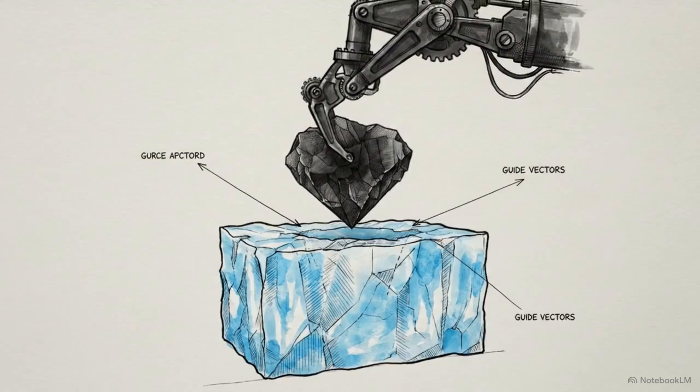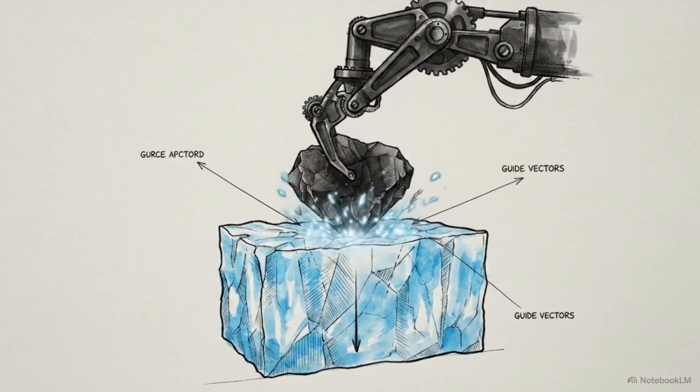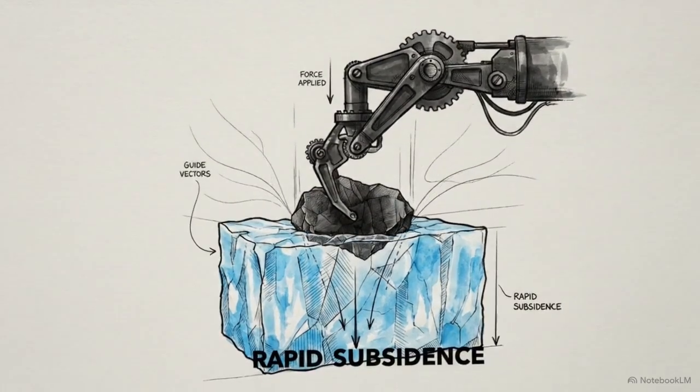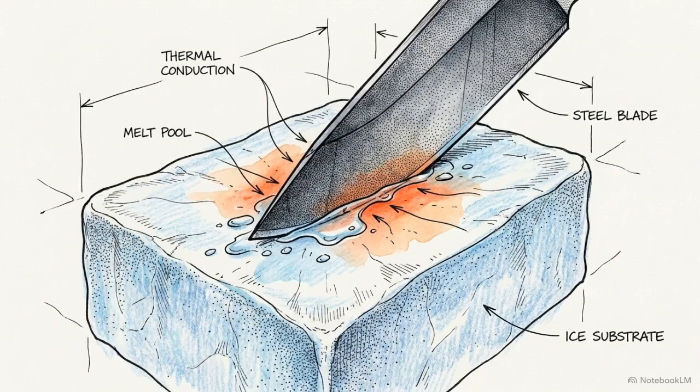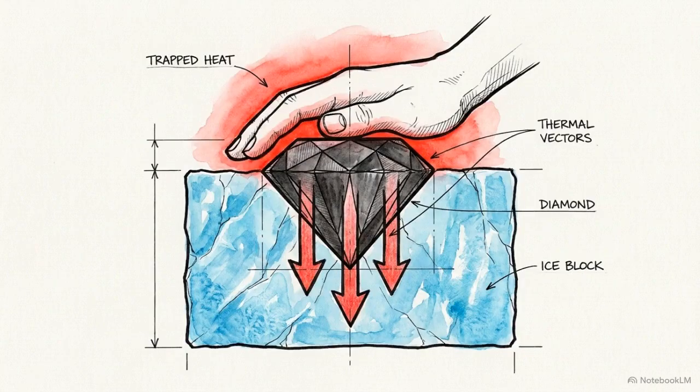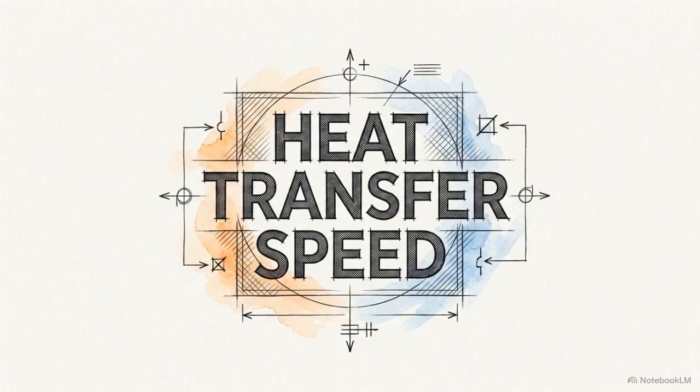Take this dark, jagged piece of material and press it against a solid block of ice. It slides right through it like butter. You might think that's happening because the edge is incredibly sharp, or maybe it's super heavy, but it's actually doing something much stranger. It is rapidly stealing the heat right out of my hand and dumping that heat directly into the ice. The speed at which a material can move heat is called its thermal conductivity.